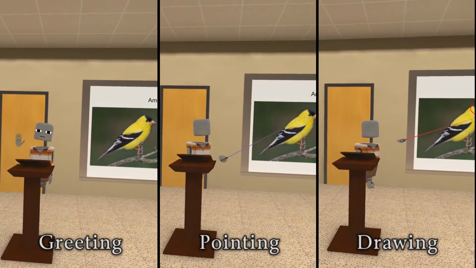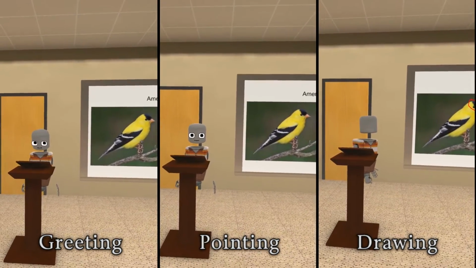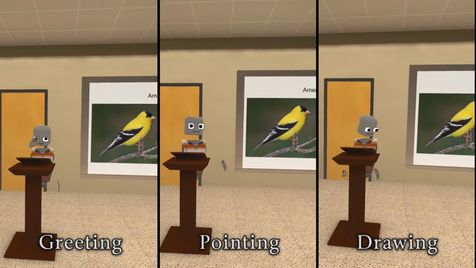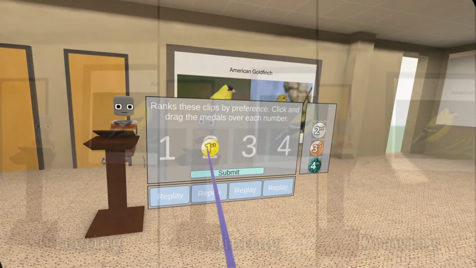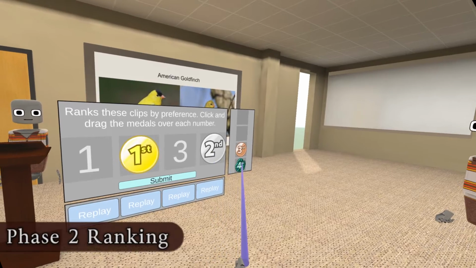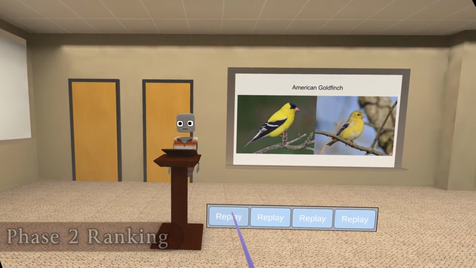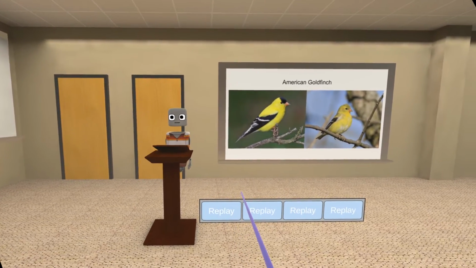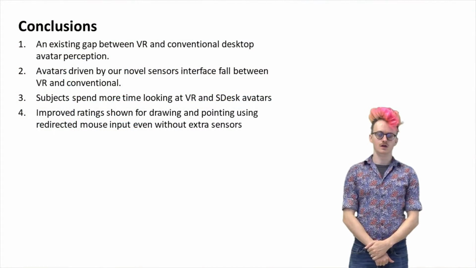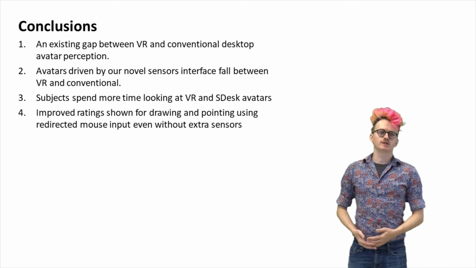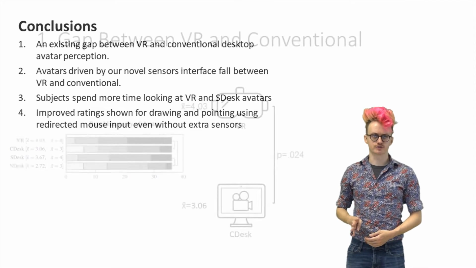For Phase 2, we wanted to gain a deeper understanding on the perception of the individual motions created by each redirection method. Thus, we asked them to rank clips of each avatar performing greeting, pointing, and drawing motions. After viewing each clip, they were asked to rank them based on preference and strangeness, with the option to replay them at will. We analyzed this data primarily using Friedman test with post-hoc pairwise comparisons. From this analysis, we draw 4 main conclusions.